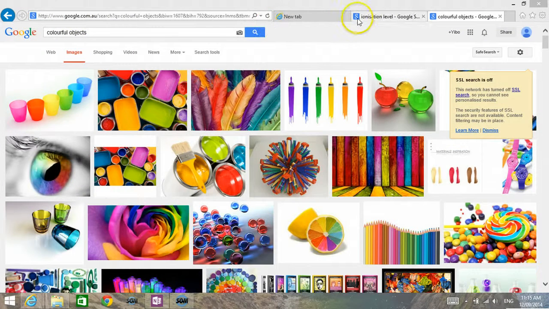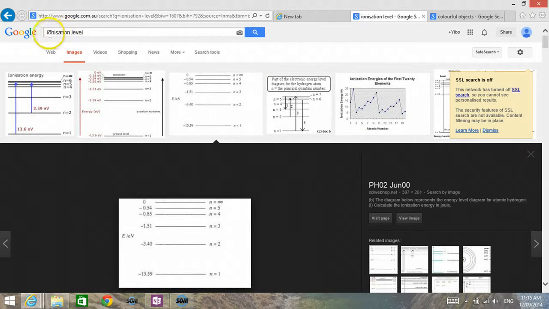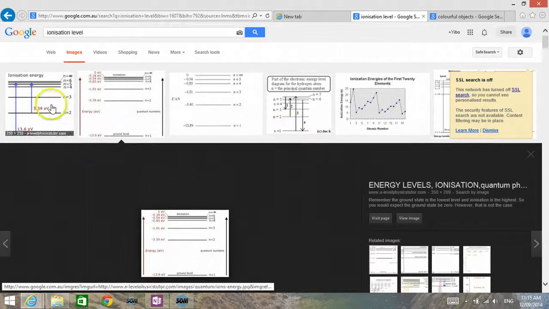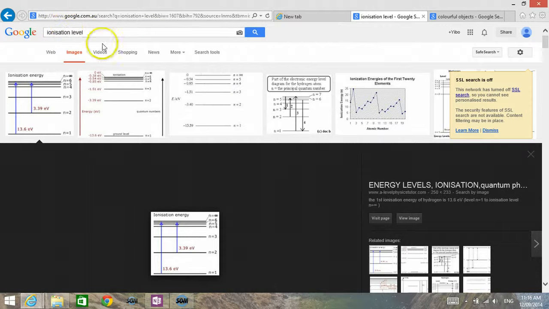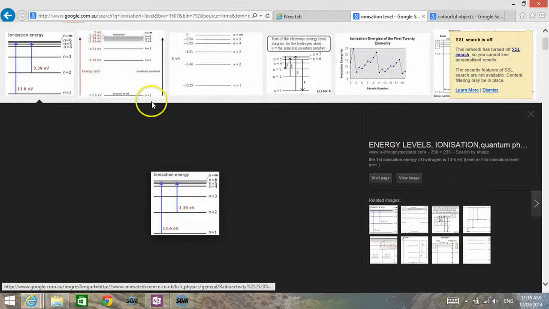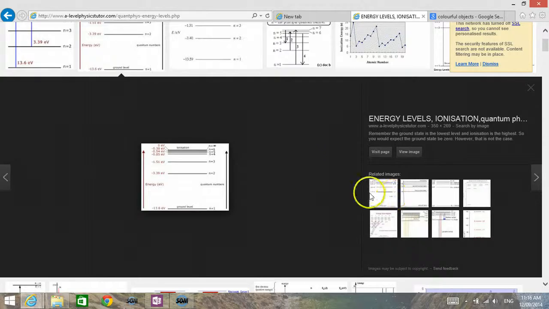Okay, so if we jump to Google, you can type in ionization level, and you'll find graphs like this. Just remember, the ionization energy of every atom or every material is different. That's why some materials appear in different colors, and some of them need more energy. The electrons in some materials need more energy to be able to escape, because the ionization energies of different materials are all different. Now here is an example.